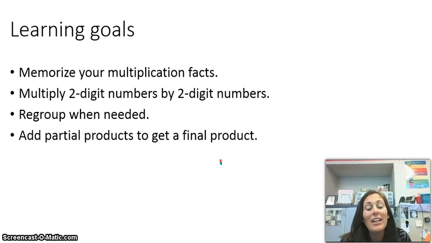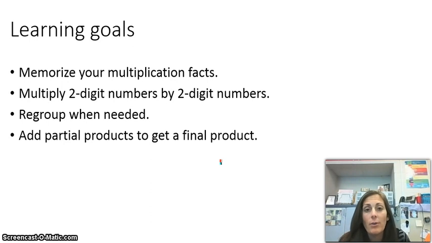Learning goals. Now you need to write these learning goals down, so after I read them, please remember to push pause so you can get all of them written down. Learning goals. Memorize your multiplication facts. That is a fantastic idea. And remember the extramath.com that you can go to help you with that? That's a good plan. Multiply two-digit numbers by two-digit numbers. Regroup when needed. And add partial products to get a final product.